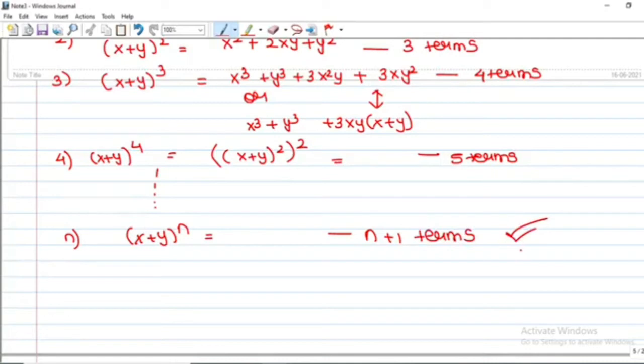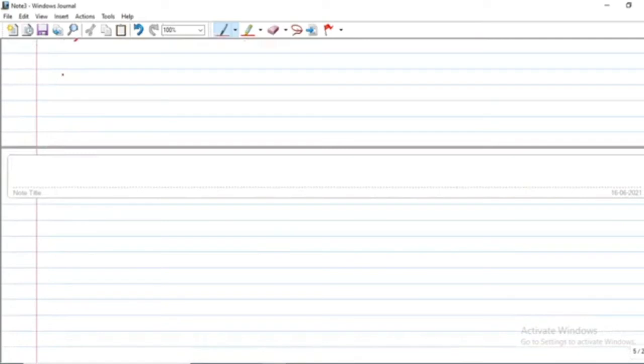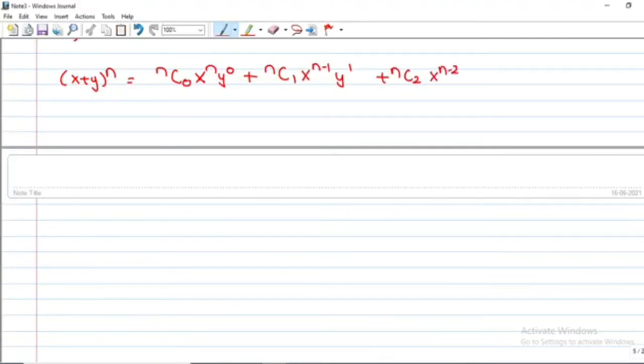Now just see how we open x plus y power n. What do you have to do? nC0, start with x power n, y will be power 0 here. You don't need to represent this. In the next, nC1, x power, just reduce 1 power here and increase power by 1 here, so y appears. nC2, x power n minus 2 y power 2.